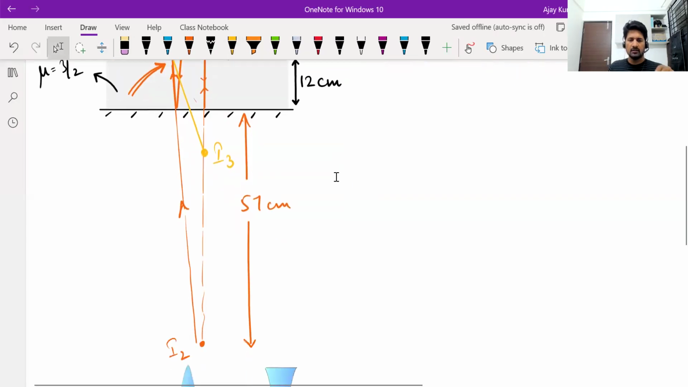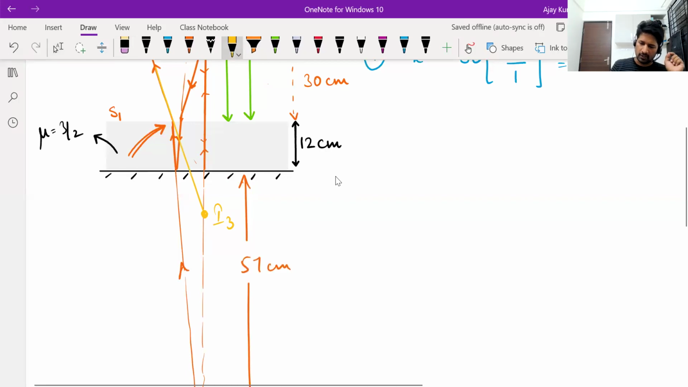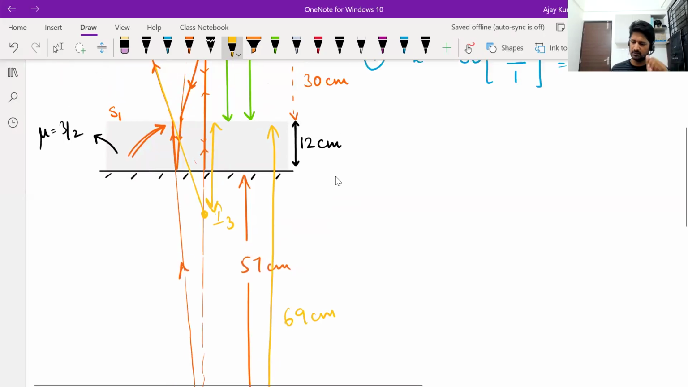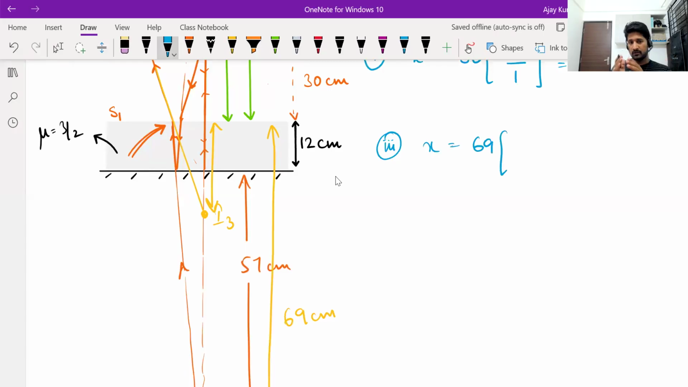So we are indirectly looking for the apparent depth from that refracting surface when we know the actual depth from that refracting surface. How much is the actual depth? 57 plus 12, 69 centimeters is the actual depth from that flat surface. For that, you have to find out the apparent depth now. Third step. Apparent depth is equal to actual depth into mu2 by mu1.